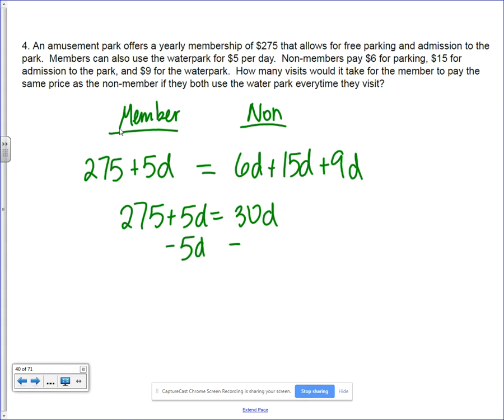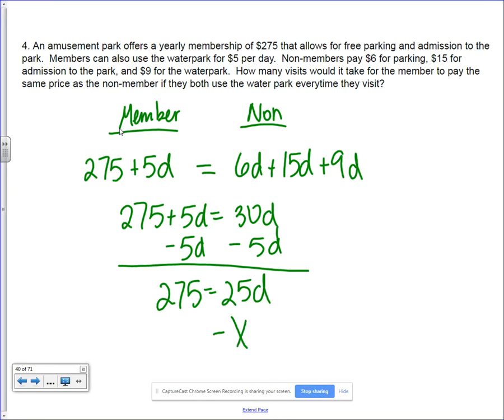Now we will go ahead and solve. And then when you divide, you should get x is 11. So that means if I'm going to come more than 11 times, I should become a member. If I'm going to come less than 11 times, it would make more sense for me not to be a member.